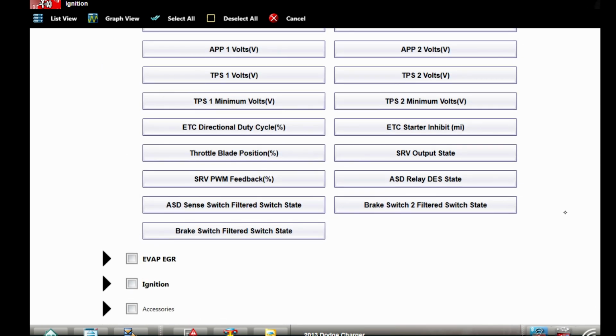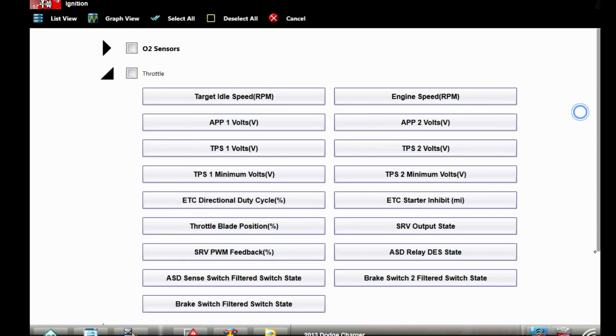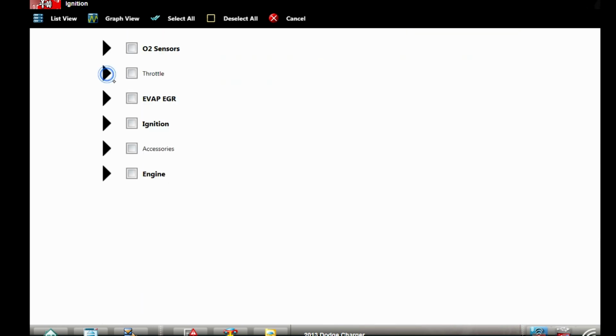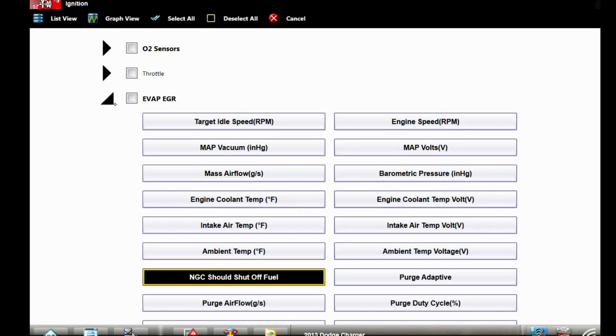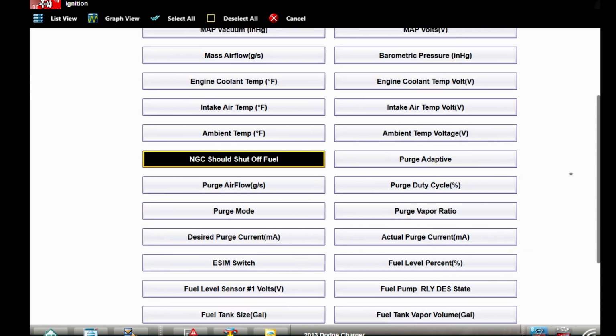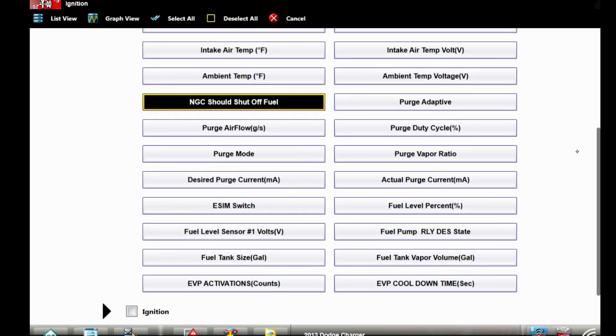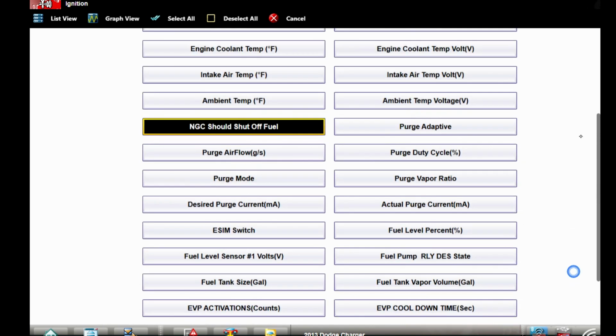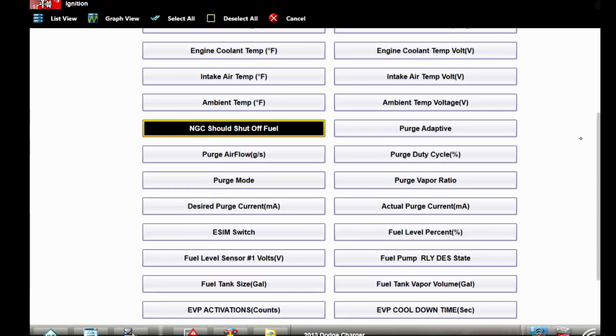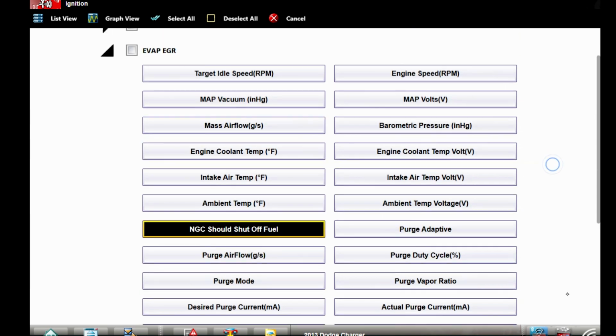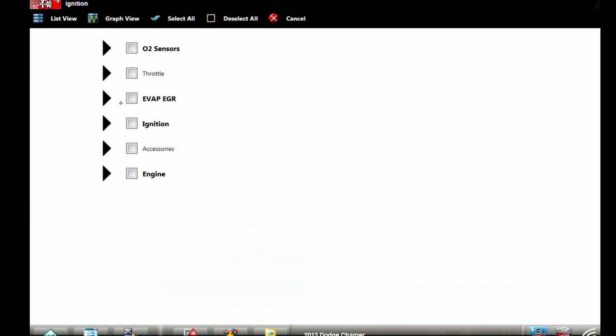ASD relay, I'm not super concerned about this at this point because I have dash illumination. I've got a few other things. EVAP, EGR, we're going through. I'm not seeing a whole lot of stuff I'm concerned about there. You know, fuel pump relay desired state, we'll go with that. That may be useful. Ignition.